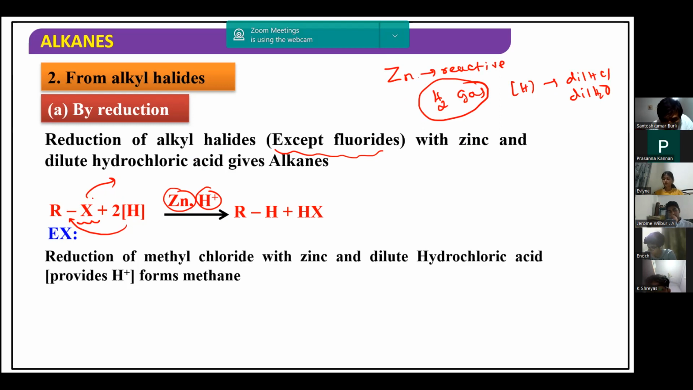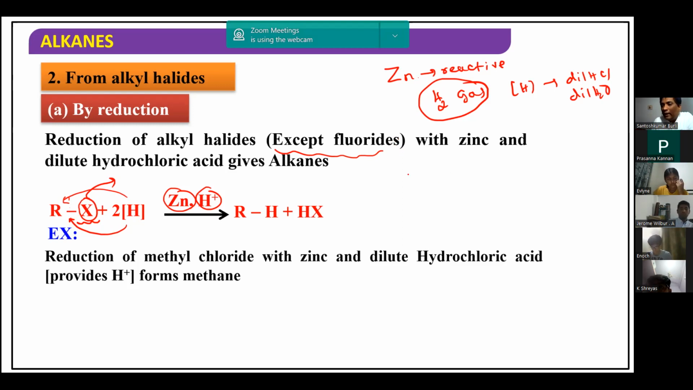So in this reduction process, we break this C-X bond and add this C-H bond, which is a stronger bond. So this reduction process is done by adding zinc into dilute acid. This is how we can perform this reduction process. Zinc in dilute acid releases nascent hydrogen. That nascent hydrogen replaces X in the alkyl halide.